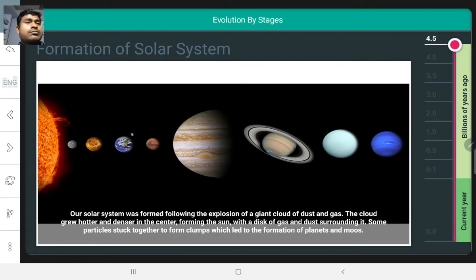Evolution is a slow process of change from a simple to a complex structure. The evolution of life began billions of years ago, and humans have evolved both physically and mentally. Use the timeline on the screen to learn about the early forms of life.